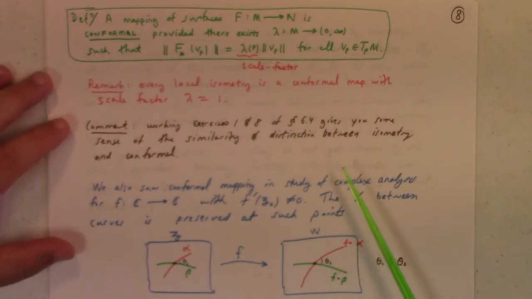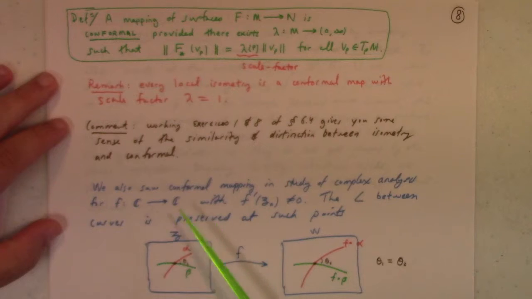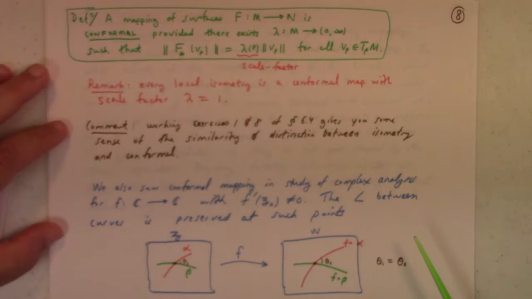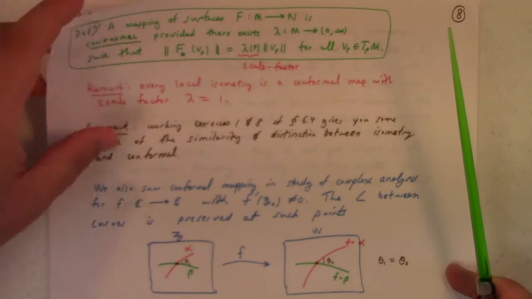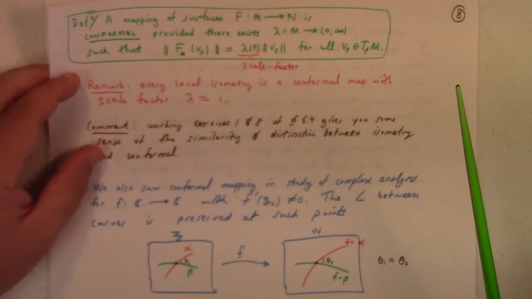I also mentioned that we studied conformal maps in complex analysis, for a complex function from C to C, or from the Z plane to the W plane, if you like. If the derivative was non-zero, we had this property of conformal. We thought about two curves intersecting, and if the angle between the curves was maintained from the domain to the transported curves in the range, theta 1 equals theta 2, that was the notion of conformal. So conformal maps preserve angles between curves, but not necessarily lengths. Anyway, that's just a comment for breadth here. We're mostly thinking about isometry and what follows.